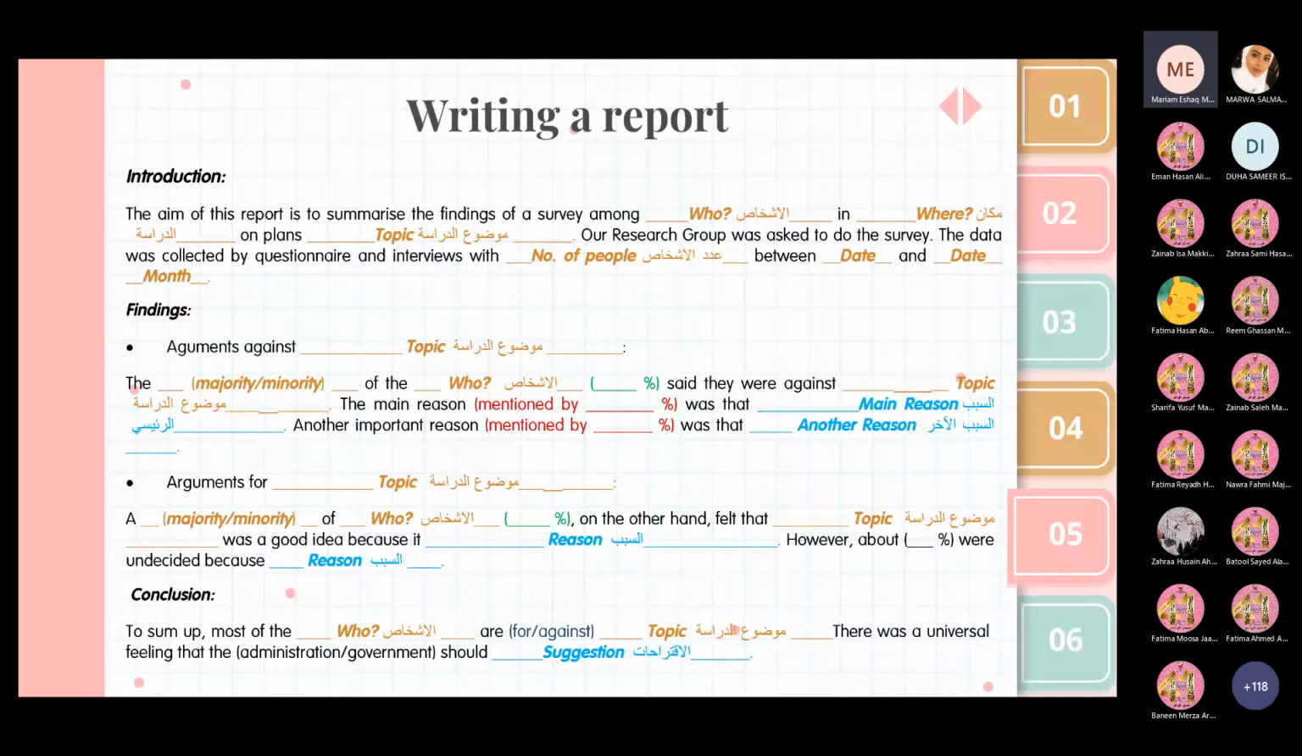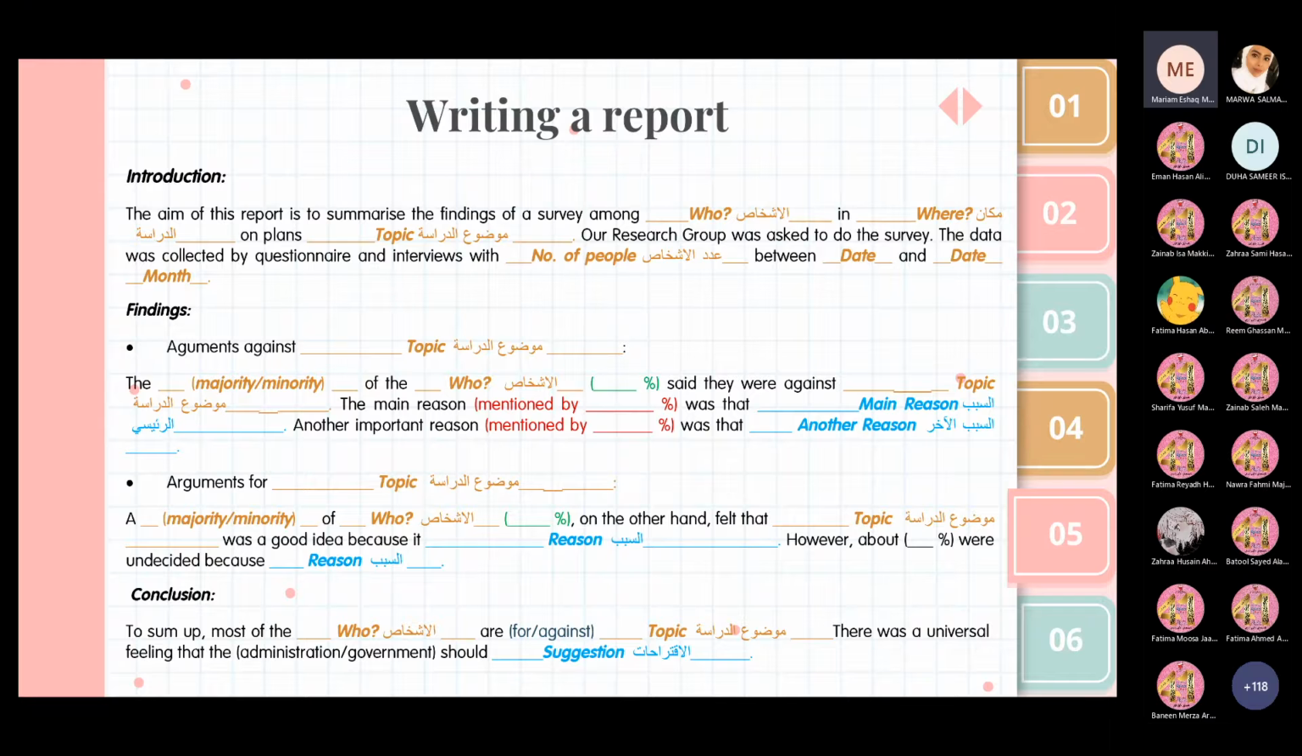Answer in the chat, either in the chat or by raising your hand. Was it administration or government? Who was building the shelter for stray dogs? Yes, Ghadir. Government. Yes, excellent. So it was the government. So we're gonna write government. What should the government do?